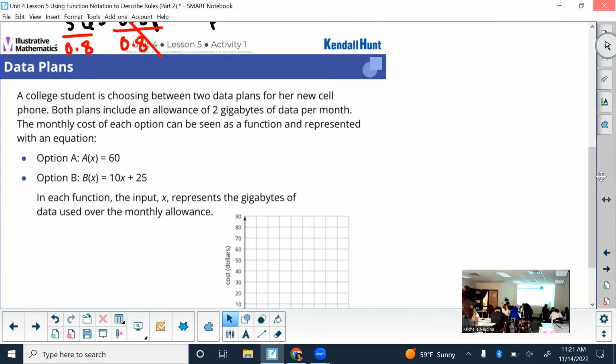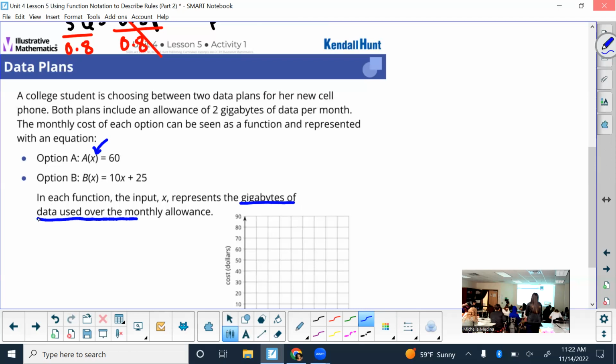So a college student is choosing between 2 data plans for her new cell phone. Both plans include an allowance of 2 GB of data per month. The monthly cost of each option can be seen as a function and represented with an equation. In each function, the input X represents the gigabytes of data used over the monthly allowance. So again, class, what does the input represent? Good. It says it right here.